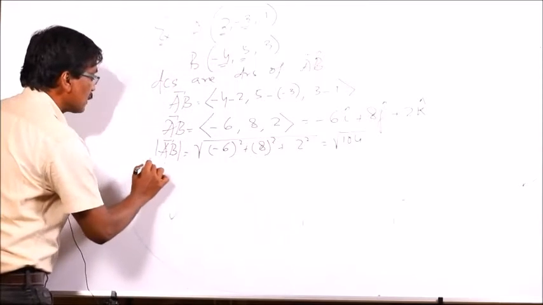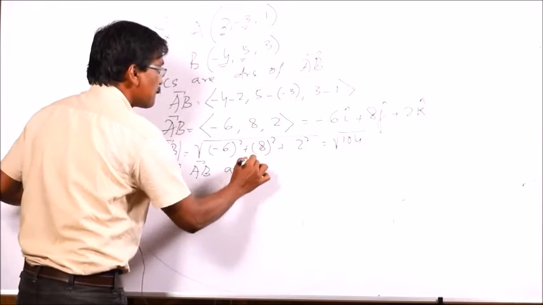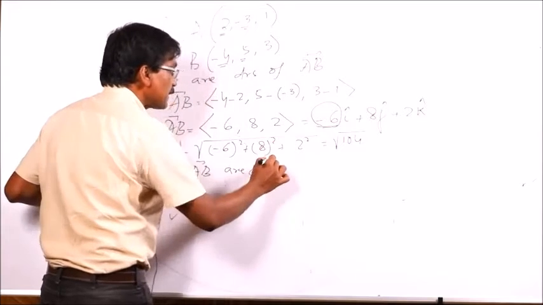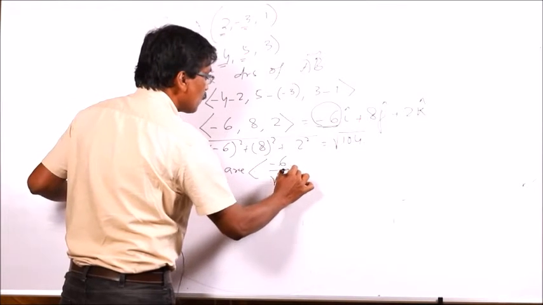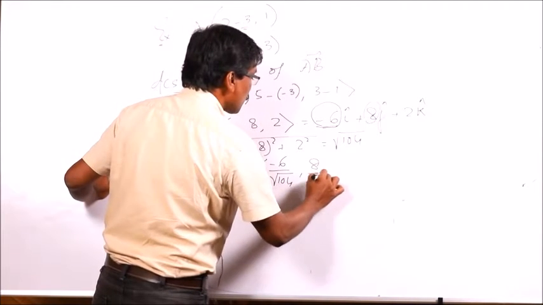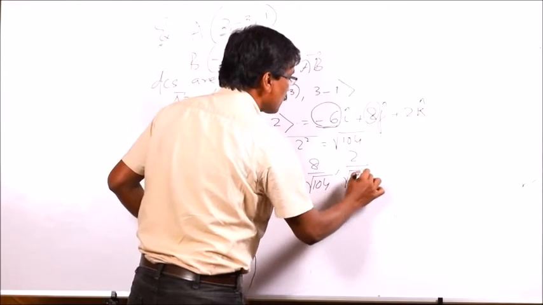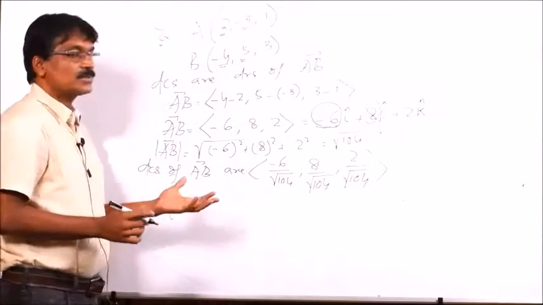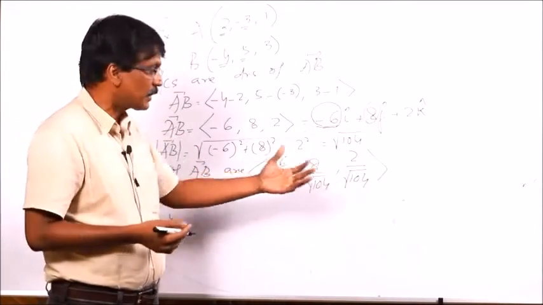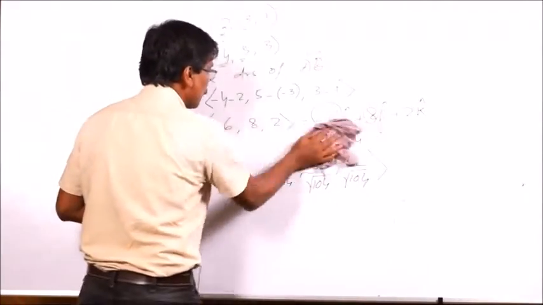So direction cosines of AB vector are each scalar component of the vector divided by its magnitude, that is -6 by root over 104, 8 by root over 104, and 2 by root over 104. So these are the direction cosines of AB vector. And suppose we are asked what are direction ratios of AB vector, this same quantity will be direction ratios. So next we come to another example.